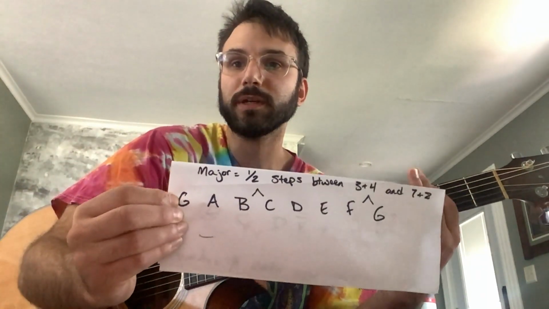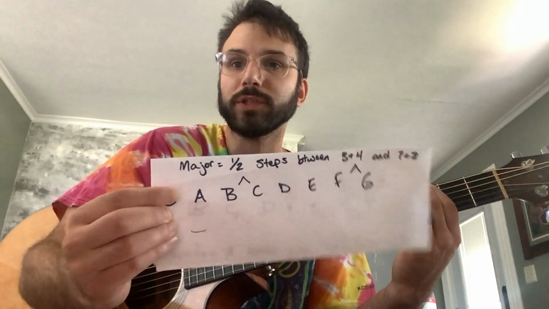We got G is our 1. We need a whole step between G and A. Do we have a whole step? Is that a whole step? If you said yes, you're absolutely correct. So that's a whole step. That works. Now let's look at the next one.